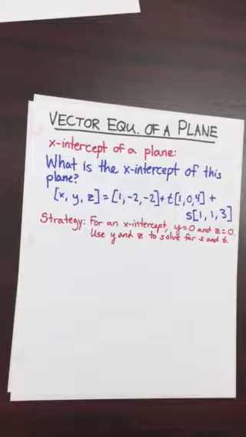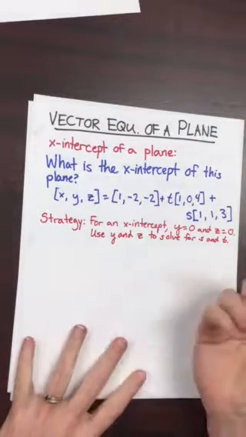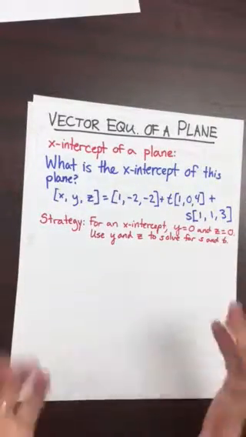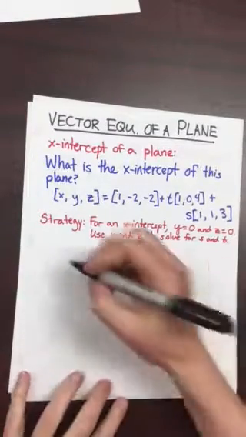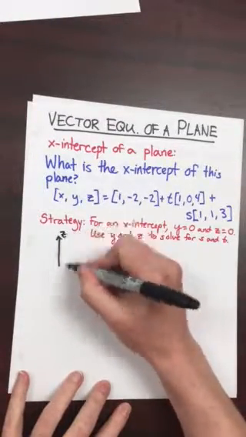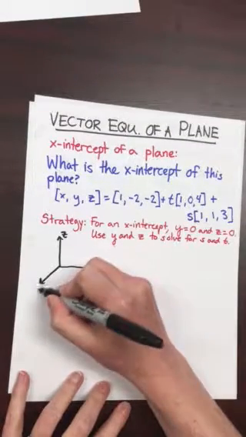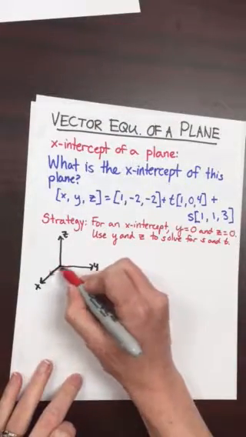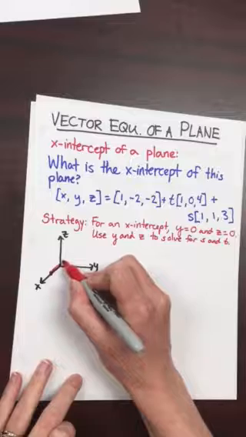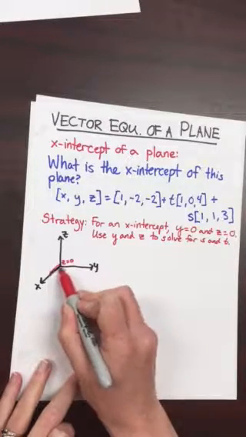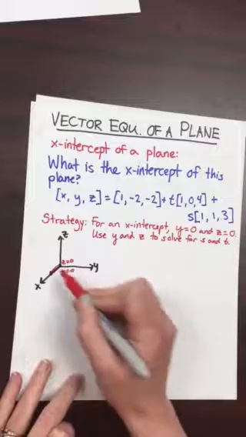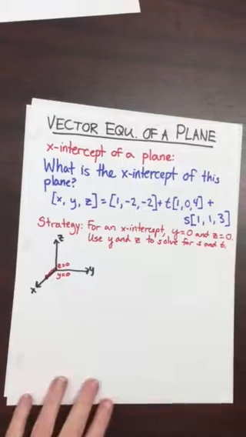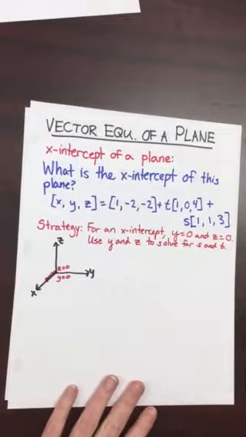Well, our strategy is very much like finding the x-intercept of a line. For the x-intercept of a line, we'd set y equal to 0 and z equal to 0. The same is true of a plane. When you cross the x-axis, let me draw a little picture here. Here's z, here's y, here's x. If you're crossing the x-axis with your plane right here, at that moment, z is equal to 0. You can see you're at a height of 0. And also y is equal to 0 as well. So that's our strategy for finding any kind of intercept of a line or a plane. We set y equal to 0 and z equal to 0.